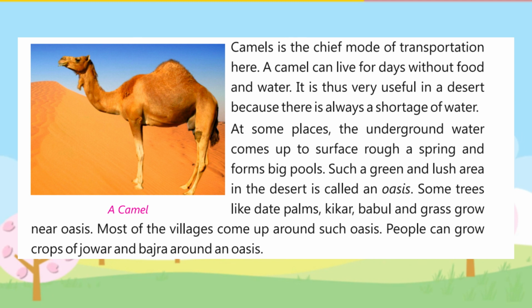At some places, the underground water comes up to the surface through a spring and forms big pools. Such a green and lush area in the desert is called an oasis. Some trees like date palms, kikar, babul and grass grow near oases. Most of the villages come up around such oases. People can grow crops of jowar and bajra around an oasis.